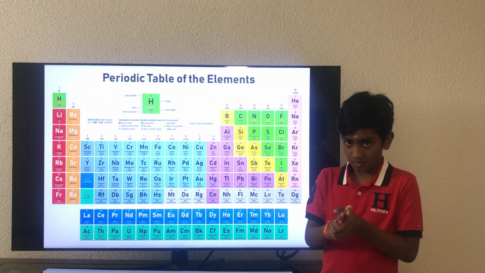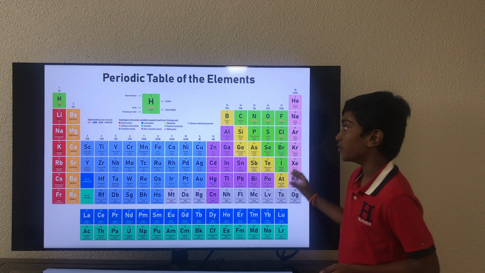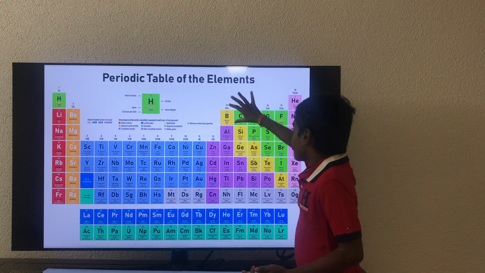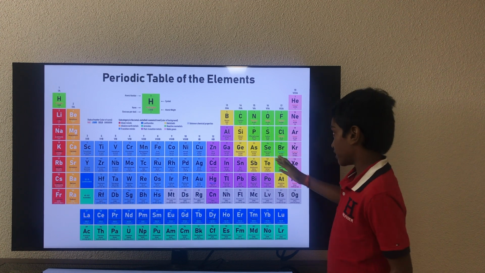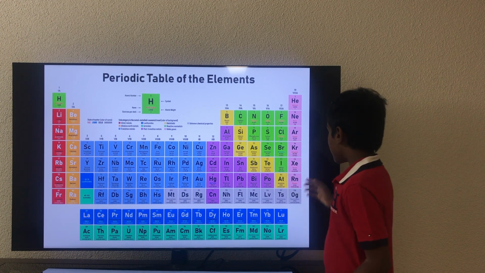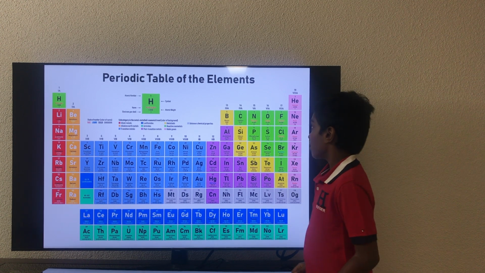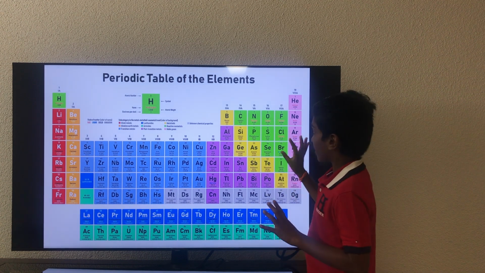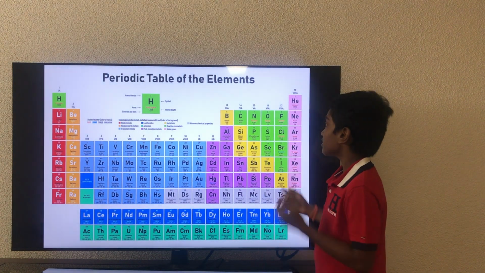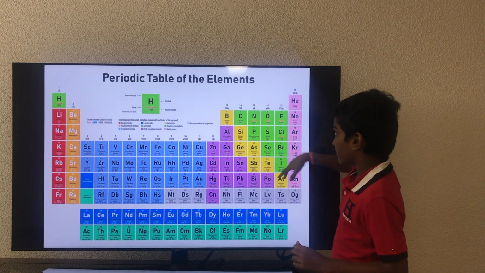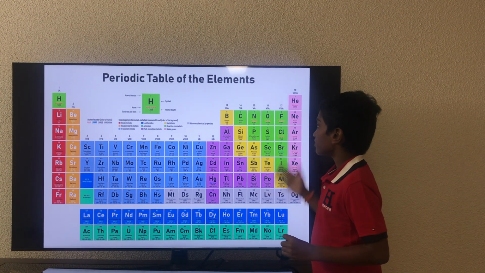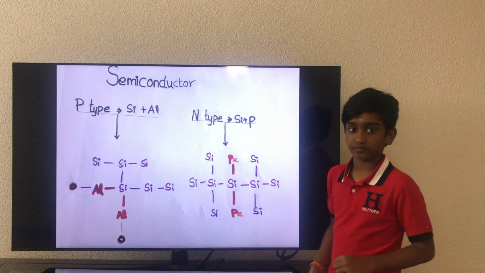Because it's an element, we can find it on the periodic table. As you see, this diagonal line of yellow boxes that starts from boron is the semiconductors. In different periodic tables, they might have highlighted it differently, but in this periodic table, they've used yellow. So boron, silicon, and some other things. For today's example, we're going to use silicon.